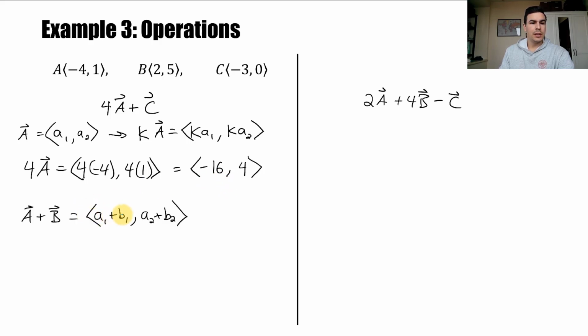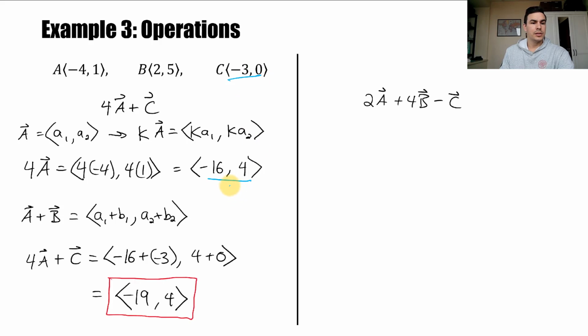And then let's see if I've got A plus B. Again, we're just adding the first components of A and B, and then for our second component, we are adding the second components of A and B. So let's see, 4A plus C, I already have the components for 4A here. So that'll just be -16 plus -3, getting that from up here, and 4 plus 0, again, 0 is coming from C here. So that's going to be -19, 4. All right, so use that and see if you can find the solution for 2A plus 4B minus C. Go ahead and pause the video, see what you get.